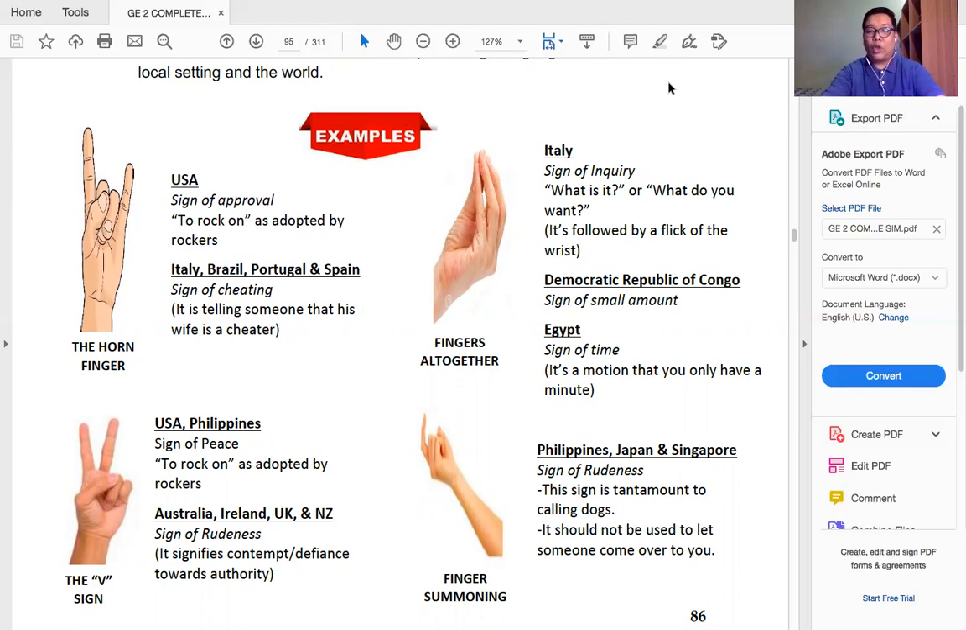But in Congo, this hand gesture symbolizes that something is of small amount. And when you go to Egypt, this hand gesture symbolizes time. It's a motion that you only have a minute. For example, you still have a lot of things to say in front of the public. However, the person signaling you this might be telling you that you have to wrap up everything because you only have few minutes to share whatever you need to share to the people.